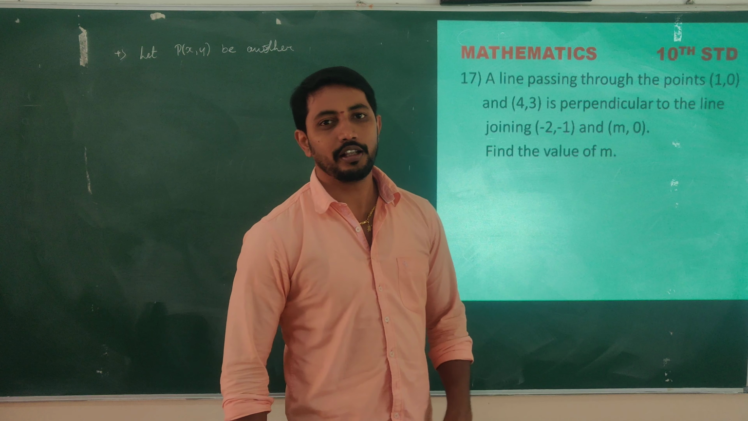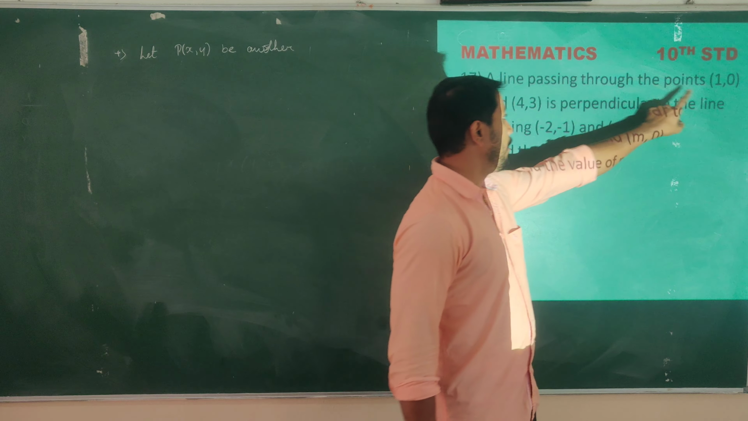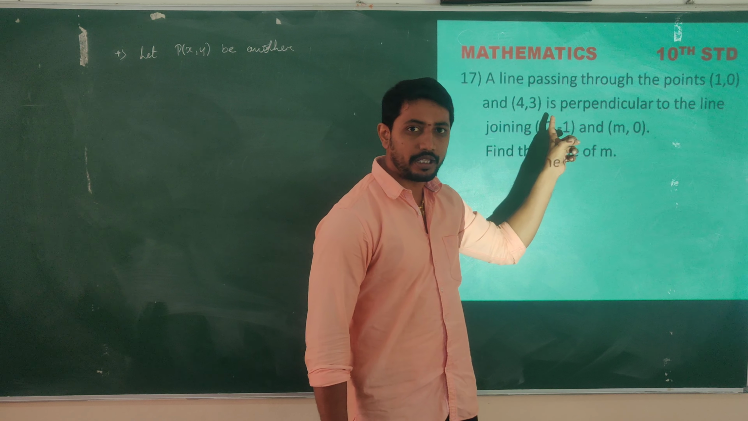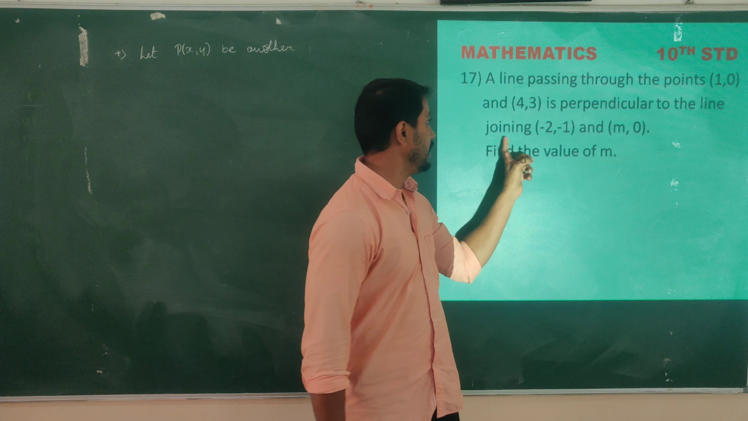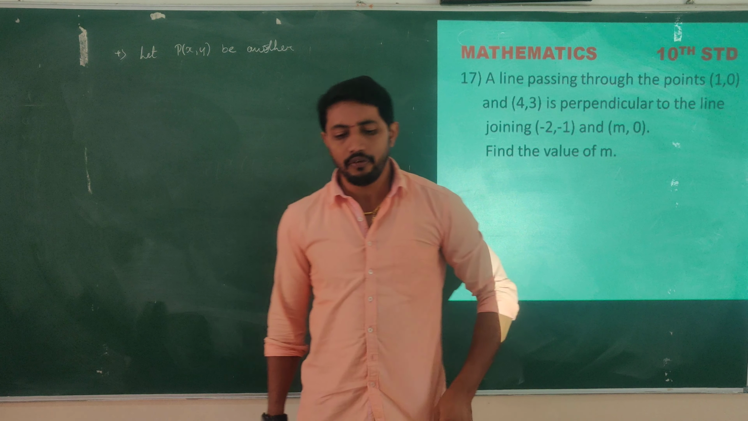Hello everyone. Let's move on to the next question. The question is: a line passing through the points (1, 0) and (4, 3) is perpendicular to the line joining (-2, -1) and (m, 0). Find the value of m.